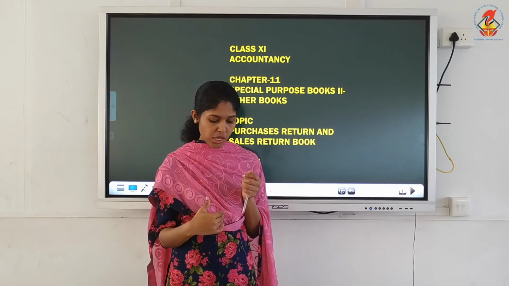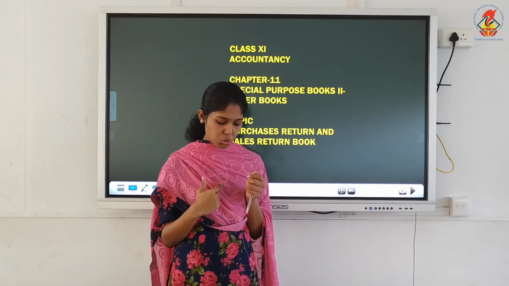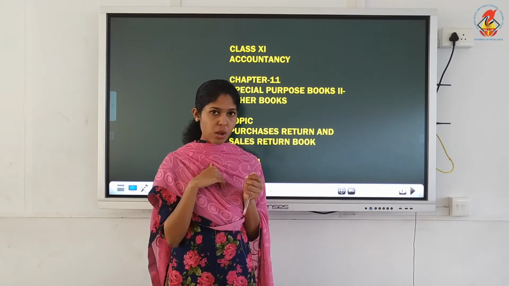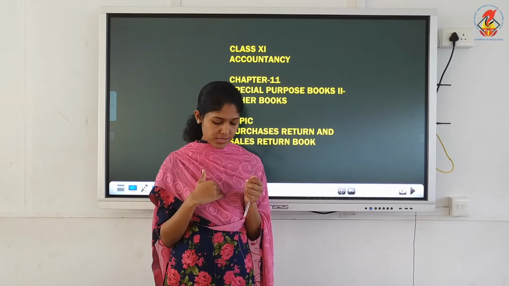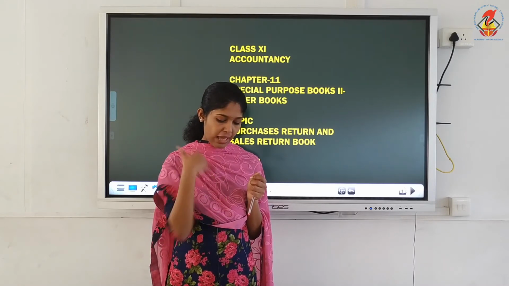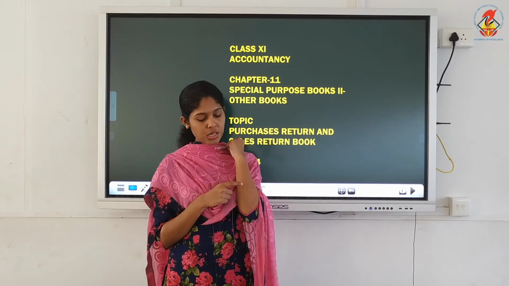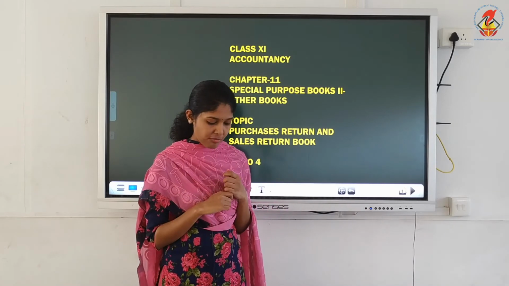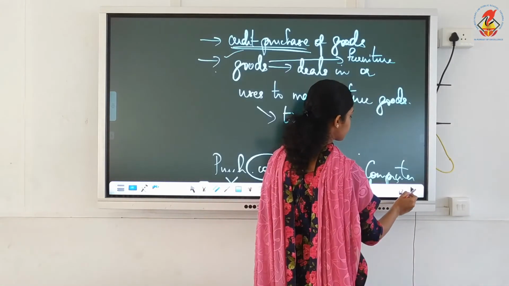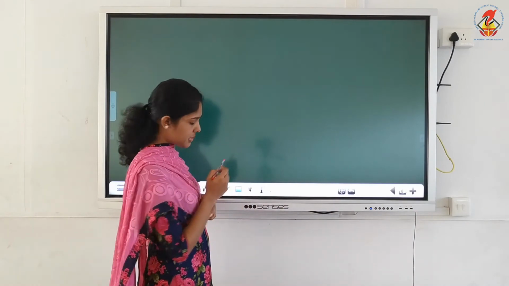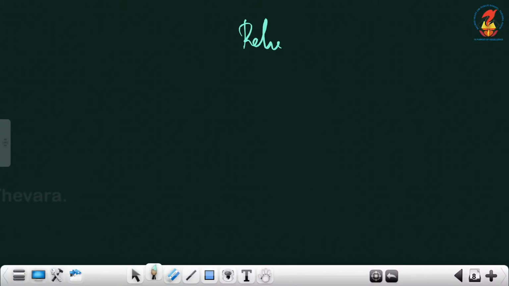Then the third one, on March 12th, Baluja Shoes Company returned 12 pieces. That means they have returned to us, it is sales return or returns inward. Then March 20th we have returned to Bala Stores Mumbai. So that is returns outward or purchases return. So all transactions are mixed. You have to choose from that. First we will prepare returns inward book or sales return book. Returns inward or sales return book.